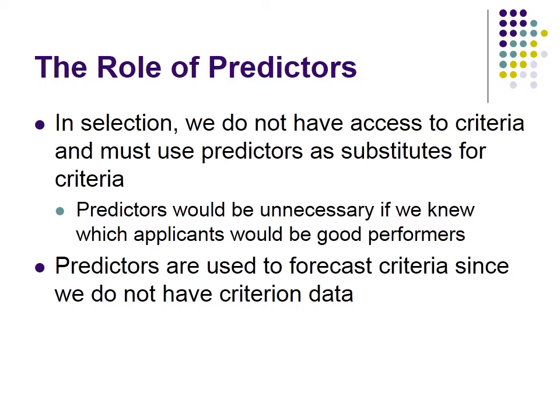So predictors are being used to forecast criteria since we don't actually have criterion data yet. So we're using individual predictors, which are going to be matched with individual criteria of performance, in order to try to predict overall performance because we don't have data on overall performance yet.